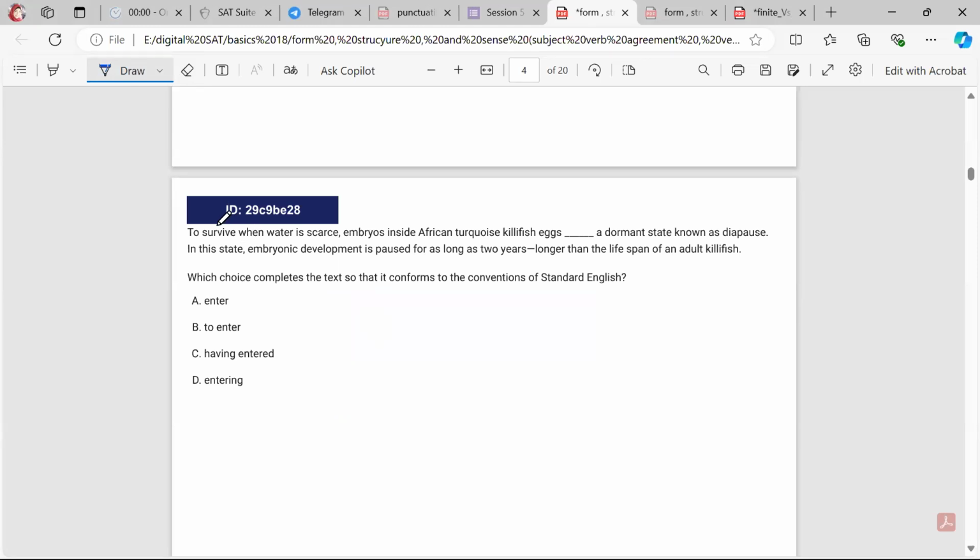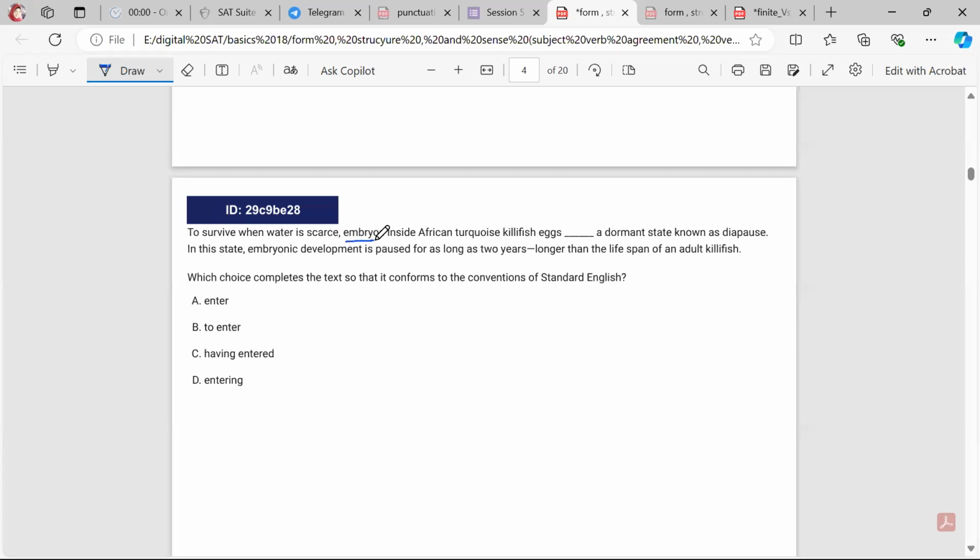So let's read. Can you read, please? To survive in water is Pairs. Pairs, embryos inside African turquoise killifish eggs enter a dormant state known as diapause. In this state, embryonic development is paused for as long as 2 years, longer than the lifespan of an adult killifish. Okay, great job.